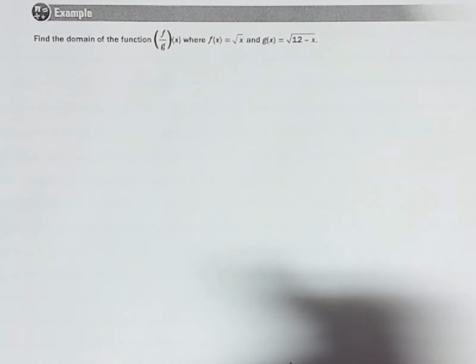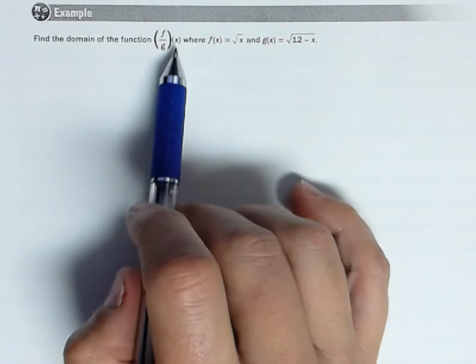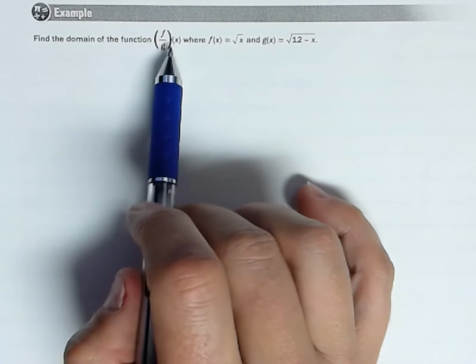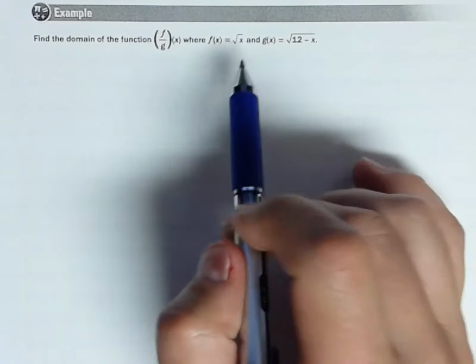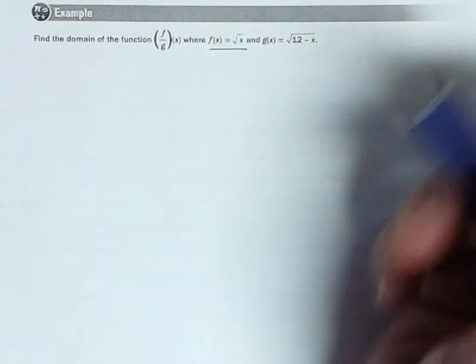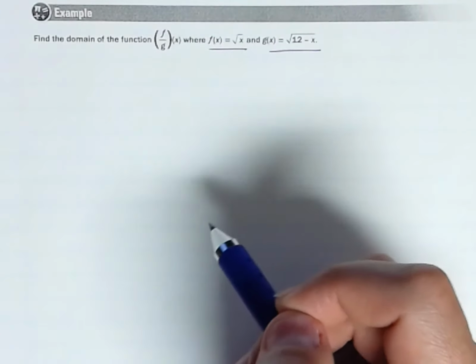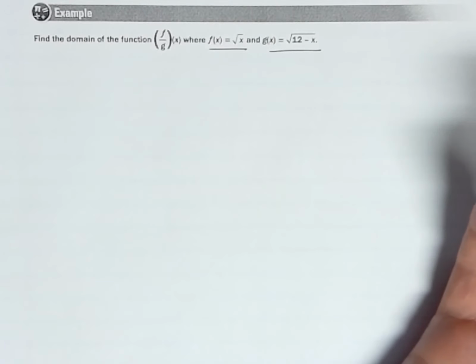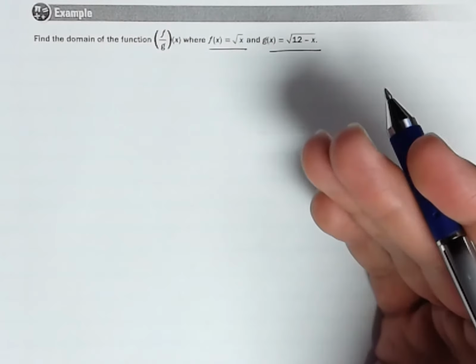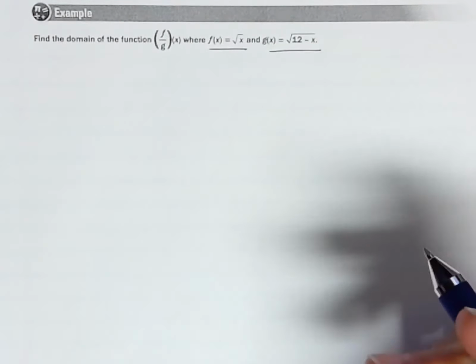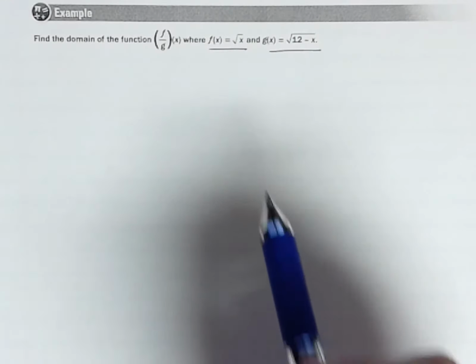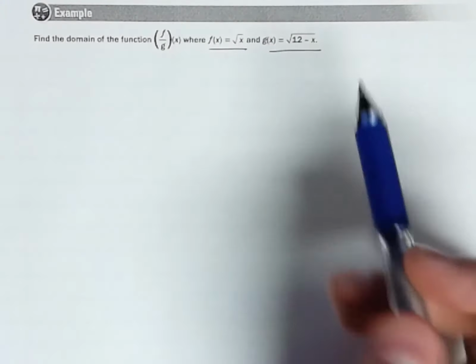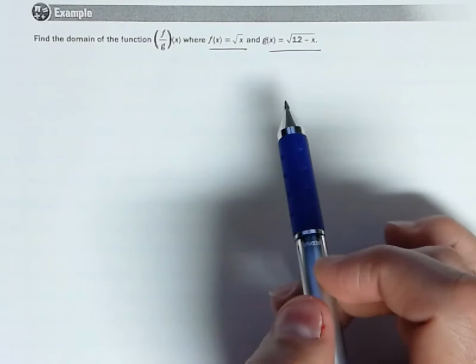Here's another example. Find the domain of the function f divided by g of x, so another division problem. But now we've got two radical functions. In our last example we had two radical functions, but we were adding them together. So we just had to find the domain of each one and see where they overlap. This problem is going to be very, very similar. One slight difference, we've got a denominator now.